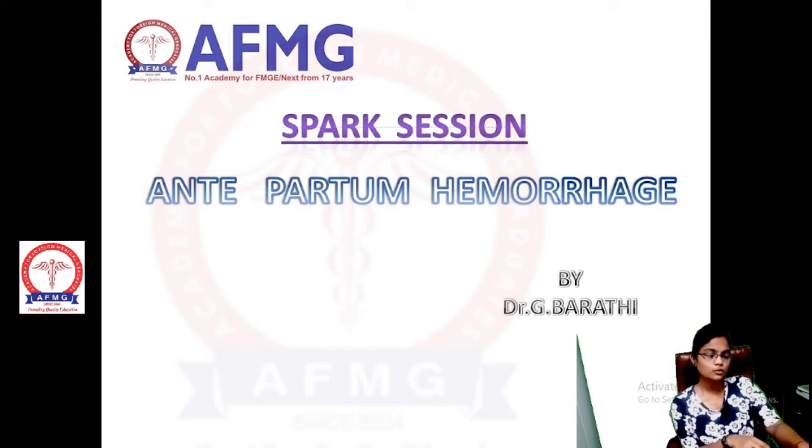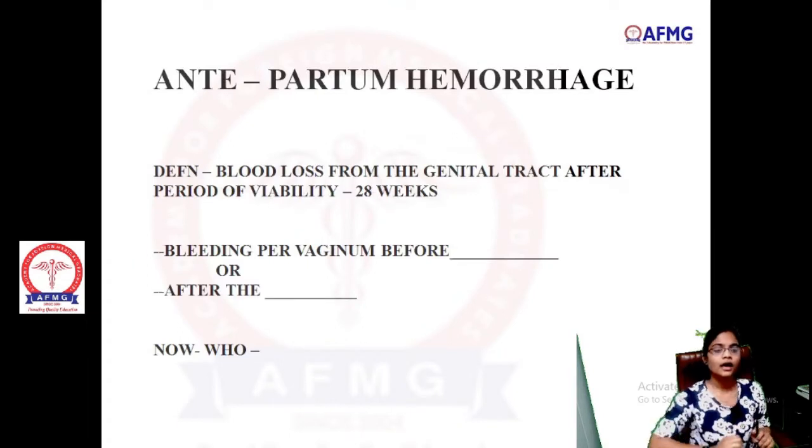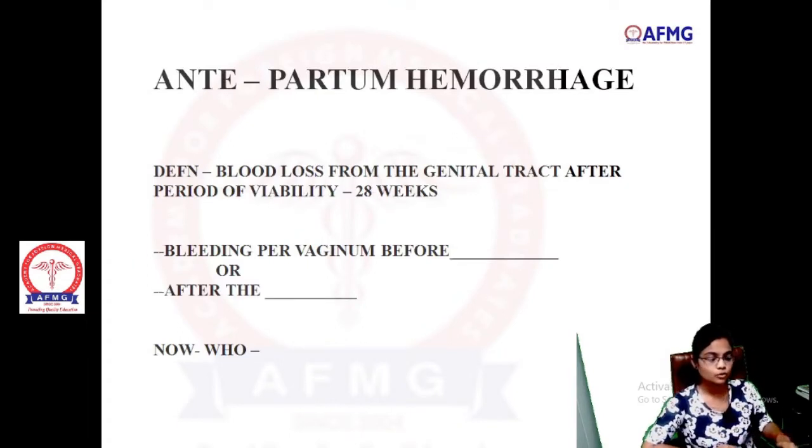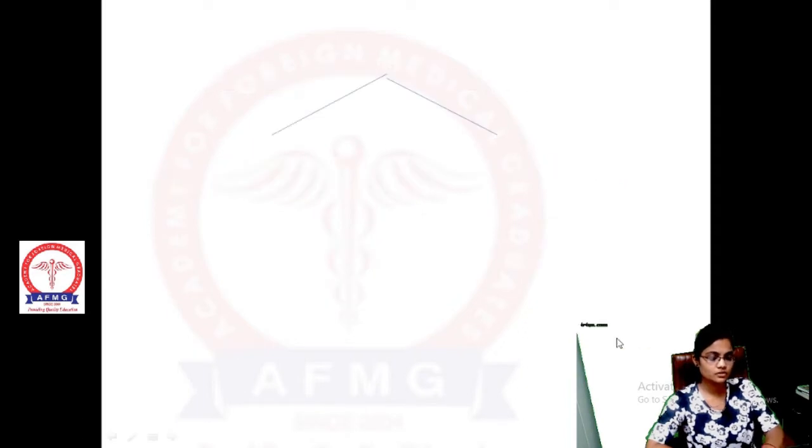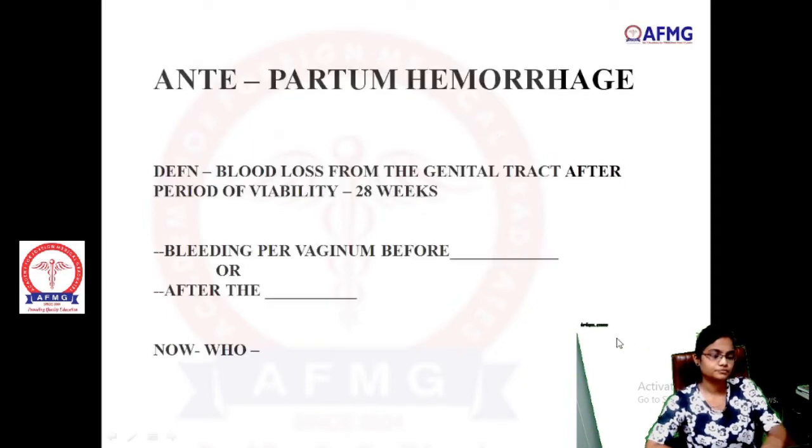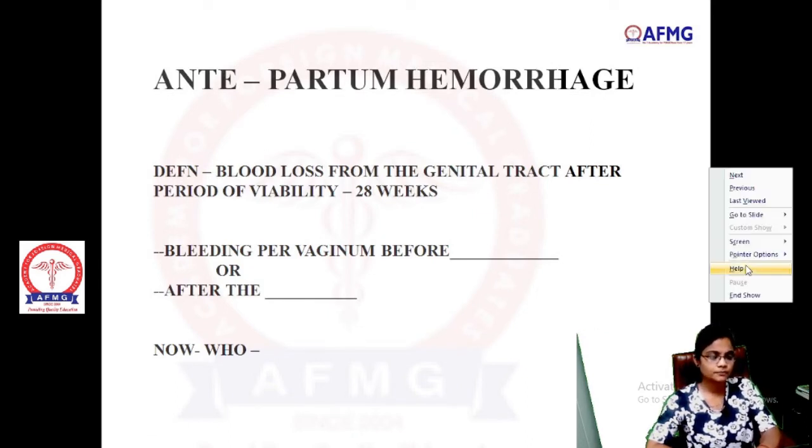Now speaking about the first thing, antepartum hemorrhage. First you have to know at least about the definition, right? It is a blood loss from the genital tract. So how long will it be a blood loss?